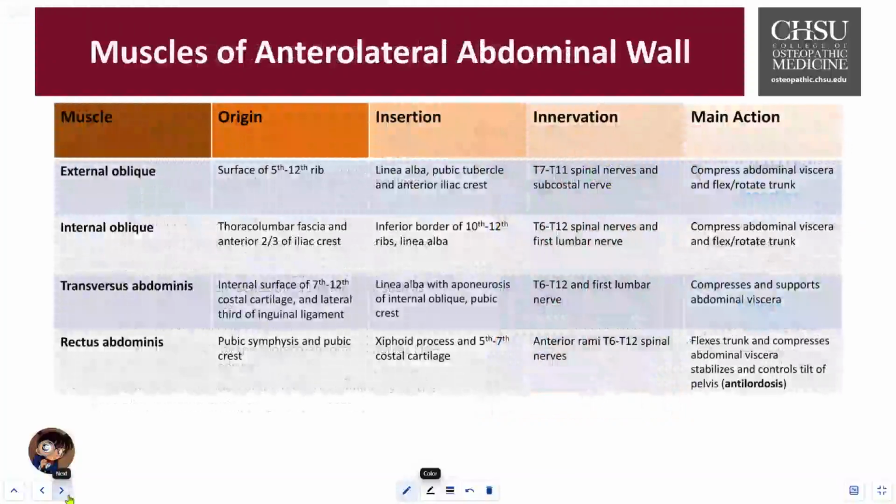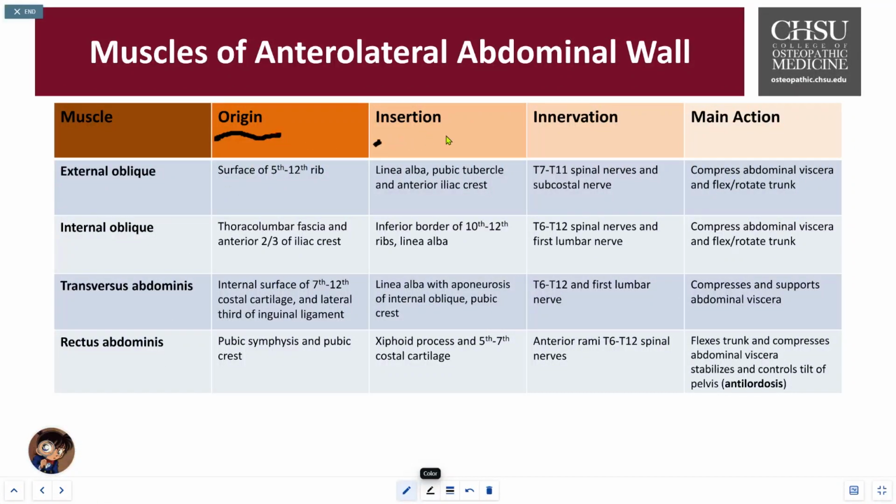Here are 2 cheat sheets for you to look at and study. Helpful to know the origin, the insertion, and then the key action. And the innervation is also listed here as well. There's quite a bit of overlap. Most of them go from the T6 to T12 and the first lumbar nerve. And then we also have the external oblique, which is T7 to T11.